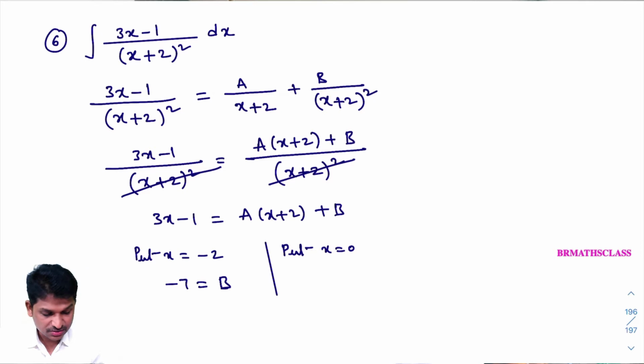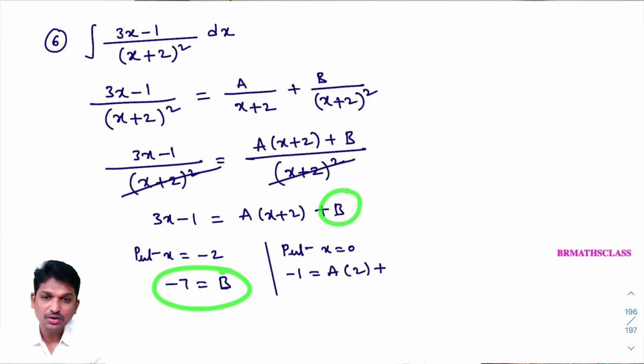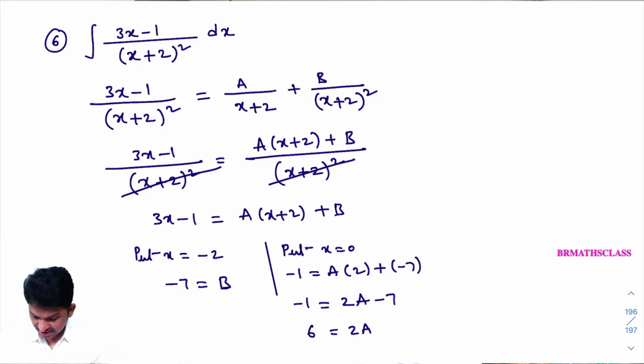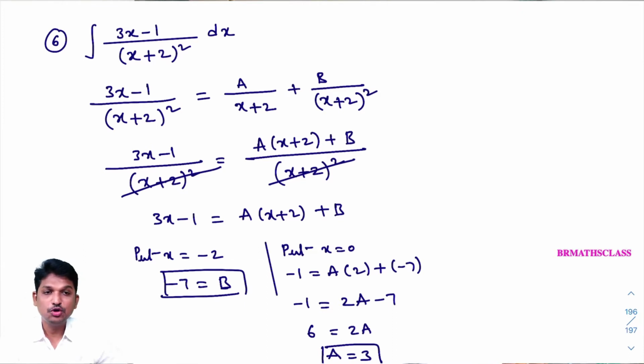3 into 0 minus 1, that is minus 1, equal to a into 0 plus 2. Put x equal to 0 here, a into 0 plus 2 is 0 plus b. You look here, b value I already got just now. What is b value? B value is minus 7. So in place of b, I'll write minus 7. So minus 1 equal to 2a minus 7. I hope you are understanding. Right? So what is the 2a from this? 2a is minus 1 plus 7. That is 6. So what is a value? A value is 3. So I got b value as minus 7, a value as 3. I hope you are understanding.